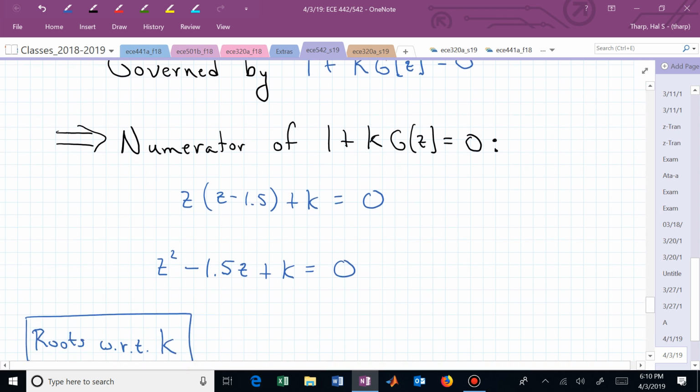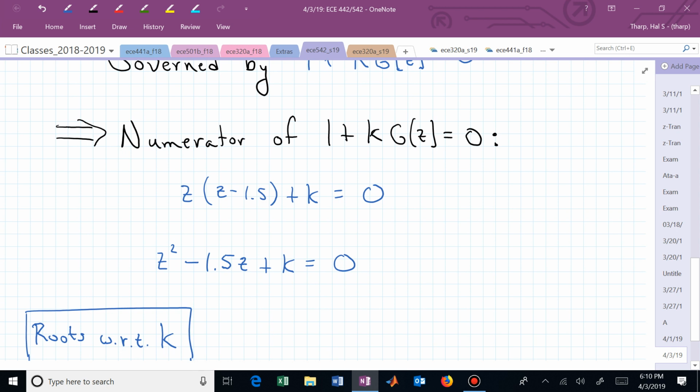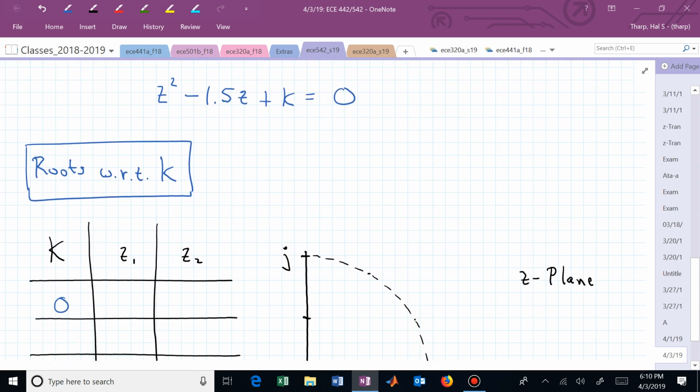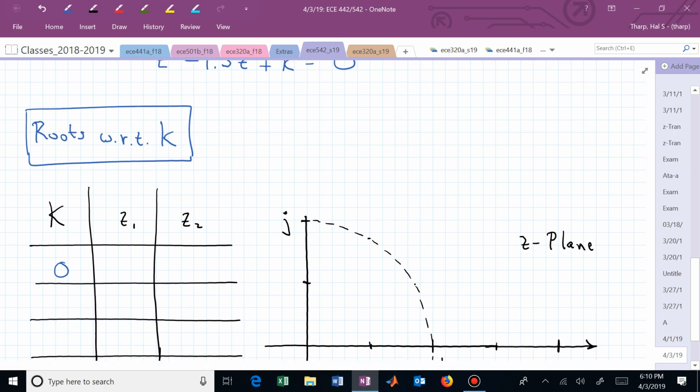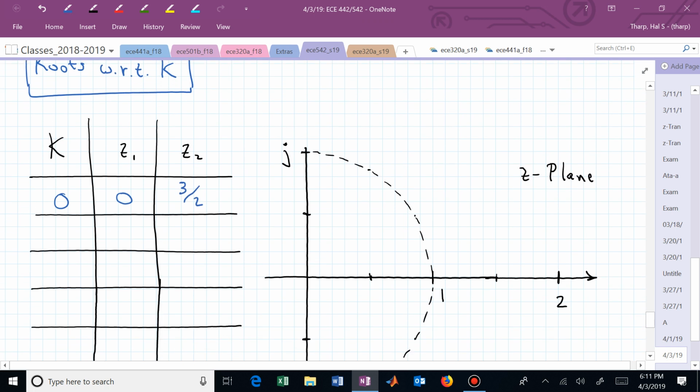What happens to the roots of that equation with respect to changing k? When k is equal to 0, where are the roots? That's pretty easy if we just look at that middle expression. Z times z minus 3/2 equal to 0. So we have two poles. One's at the origin and one is at 3/2. So let's write that one down. That's now z1 and z2. For k equal to 0, we have one at 0 and the other one at 3/2. And we can identify, or we can locate those.